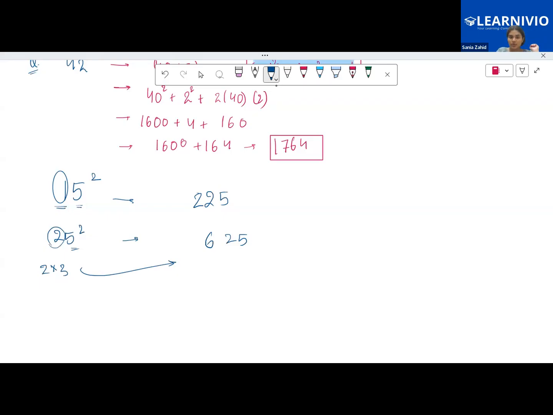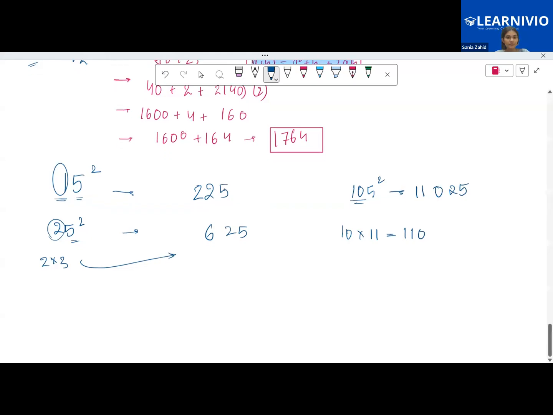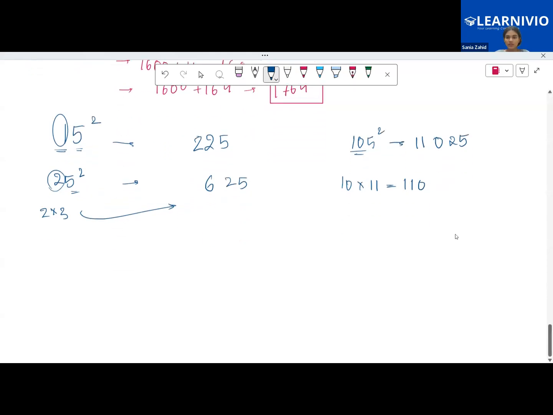Okay. Let's suppose you have 105 squared. So this also, what you will do? What is the square of 5? 25. The number here is 10. So 10 into 11 is 110. So write 110 before 25. All right. Yes, ma'am. So do you understand both these methods? Yes, ma'am.